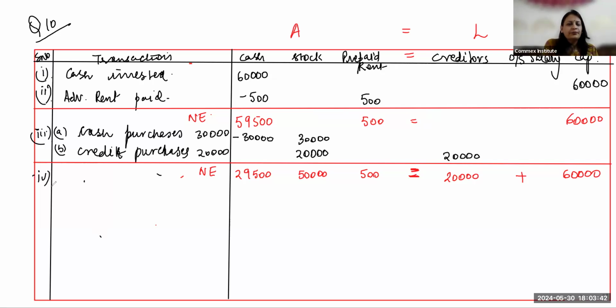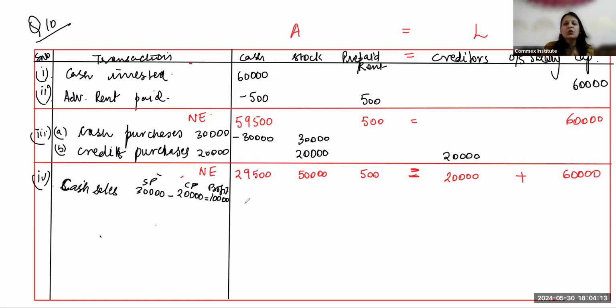Transaction number 4. So here we have sold goods for cash, 30,000, costing 20,000. So sold, it is your cash sales. We can just write cash sales. And maybe you can show the transaction over here. Selling price minus cost price will give you profit. Selling price is 30,000, cost price 20,000, and your profit is 10,000.